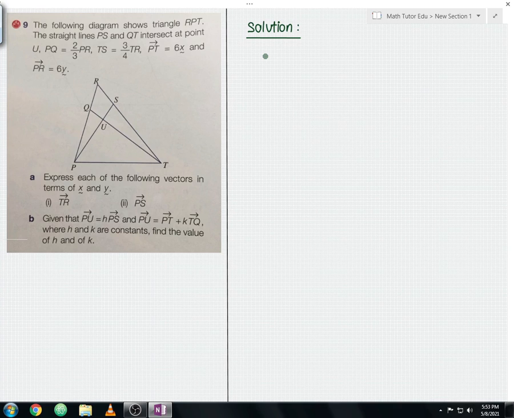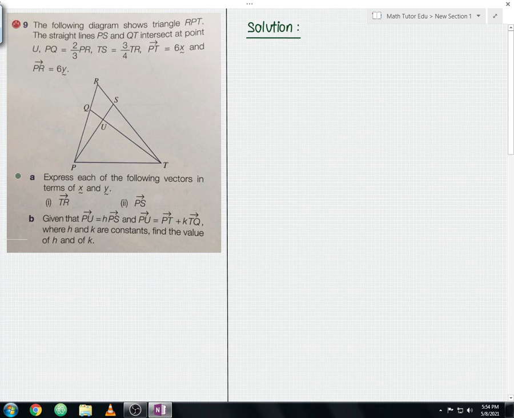Okay, let me read the question now. The following diagram shows triangle RPT. The straight lines PS and QT intersect at point U. So this is the point U. Continue to read the question. It's given that PQ equals 2 over 3 PR, TS equals 3 over 4 TR, vector PT equals 6x, and vector PR equals 6y. So these are the given information.